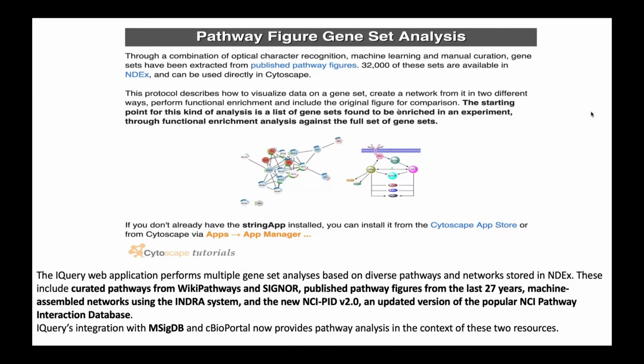So what we have there: curated pathways from WikiPathways and SIGNOR, published pathway figures from the last 27 years. Also, this really cool machine-assembled networks using the INDRA system, so artificial intelligence put to work, and then the NCI pathway integration database as well. And they state that it's integrated with KEGG, right, which is a very popular, very well curated pathway database. So you get access to all of that.